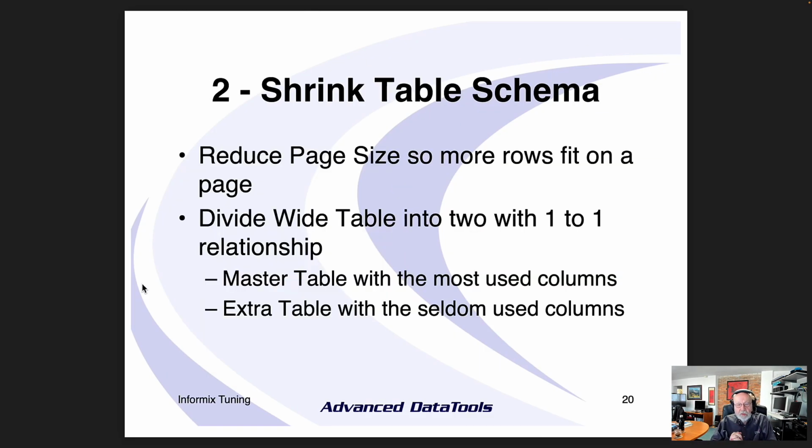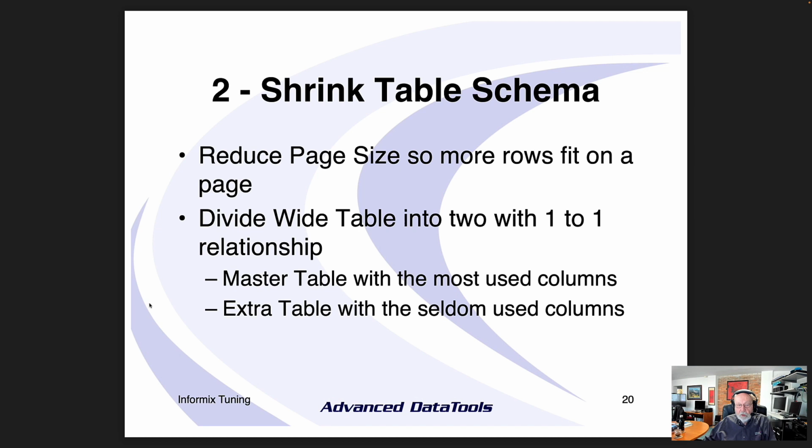Okay, the second thing is to shrink the table schema so more rows fit on a page. Informix reads and writes data in pages, and you want more rows to fit on a page. Taking 1 or 2 bytes off of a column can sometimes allow more rows to fit on a page. I'm going to talk about table waste.